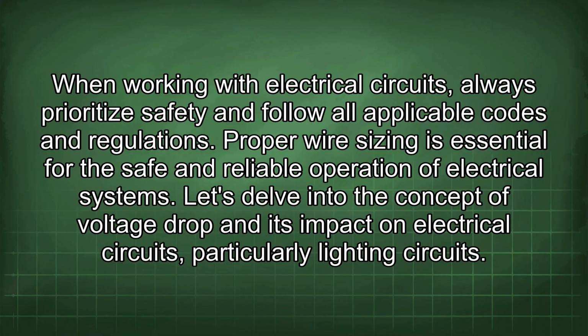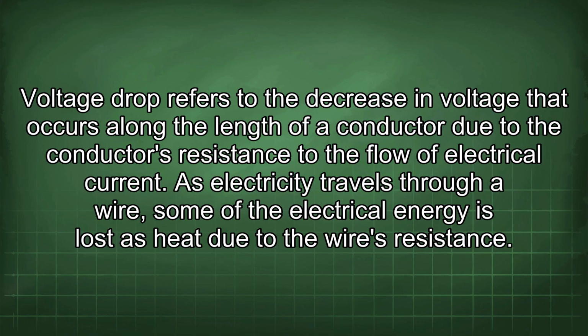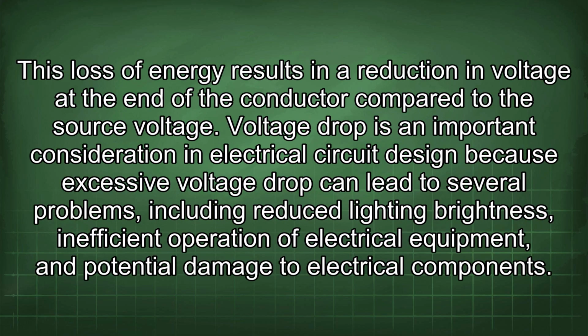Let's delve into the concept of voltage drop and its impact on electrical circuits, particularly lighting circuits. Voltage drop refers to the decrease in voltage that occurs along the length of a conductor due to the conductor's resistance to the flow of electrical current. As electricity travels through a wire, some of the electrical energy is lost as heat due to the wire's resistance. This loss of energy results in a reduction in voltage at the end of the conductor compared to the source voltage.